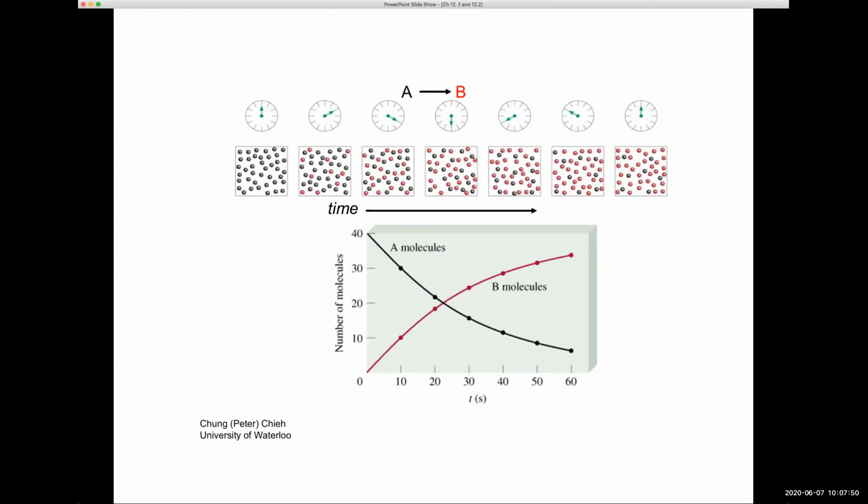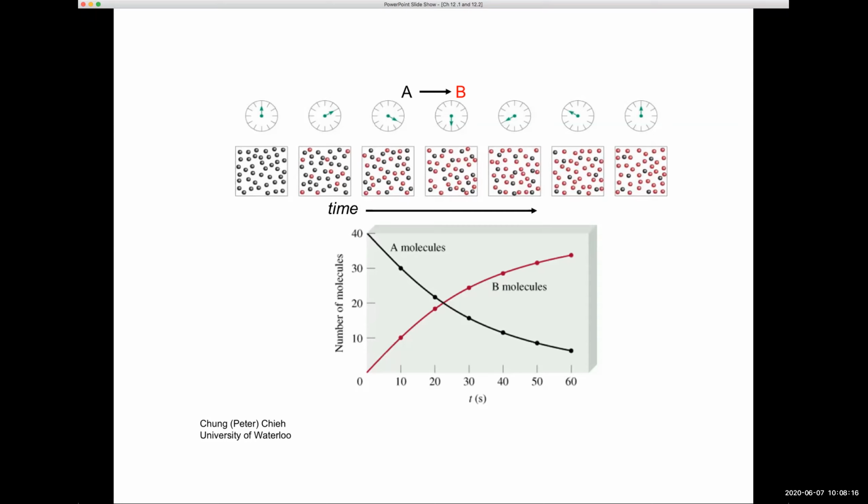When you do this in lab, you're going to measure absorbance or transmittance of light. So you're going to have a reactant or product that absorbs light. And you can have an instrument called a spectrophotometer that you put the reaction mixture into. It's going to measure the light transmitted or the light absorbed as the reaction progresses.